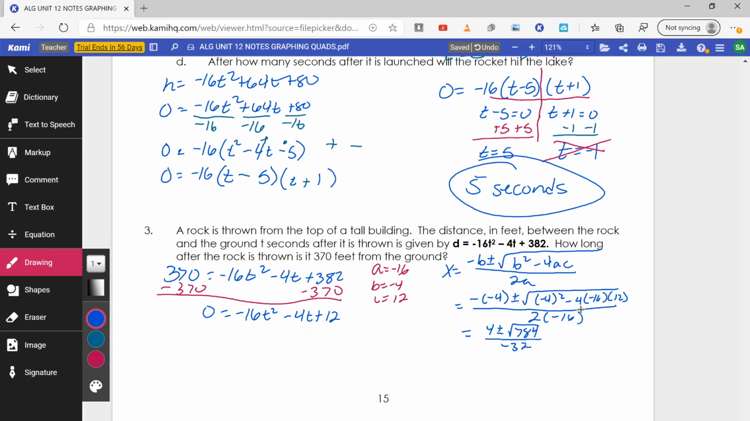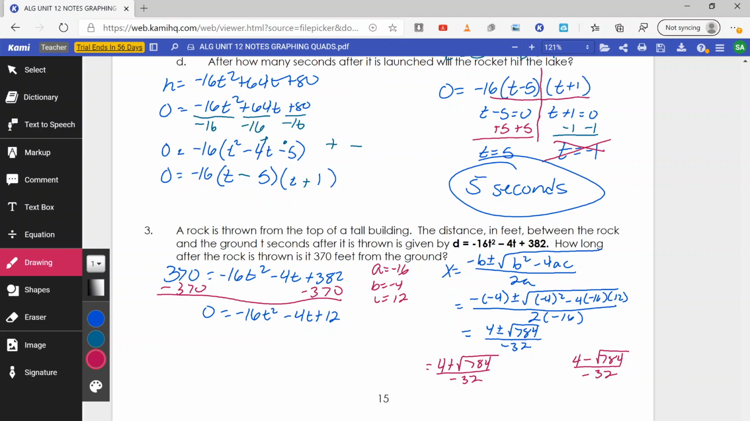So what I'm going to do now is split it up. We want to know approximate time, so we don't really care if we end up with a decimal time or not, because we can have decimal times. It's possible, it's feasible. Because we're adding and subtracting the square root of 784, I'm going to split it up into two equations. So we get 4 plus the square root of 784 divided by -32, and 4 minus the square root of 784 over -32.